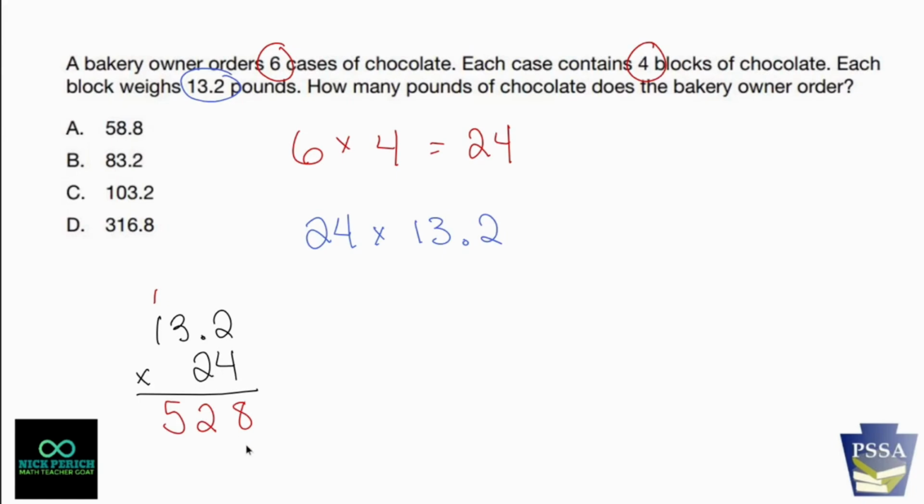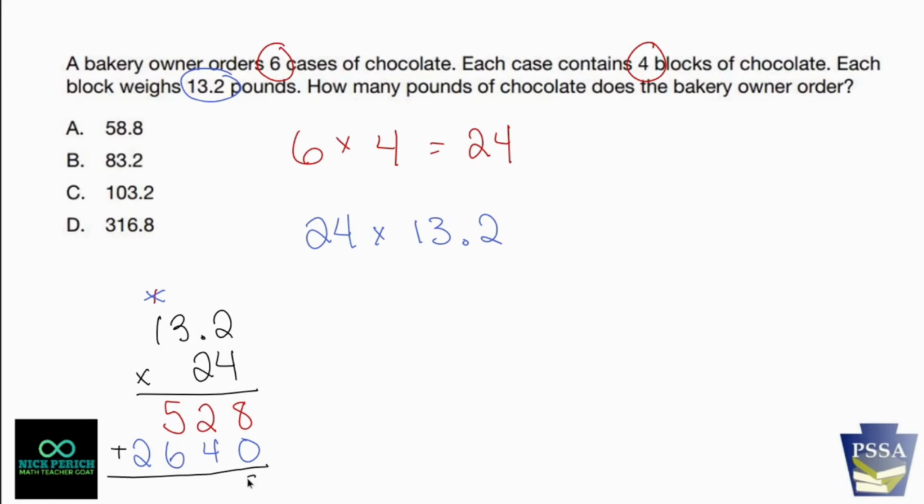When we move on to the tens place, we automatically drop down a 0. Do the same thing. Let's get rid of this 1. I don't need it. It's in the way. 2 times 2 is 4. 2 times 3 is 6. 2 times 1 is 2. Now we need to add these numbers up.